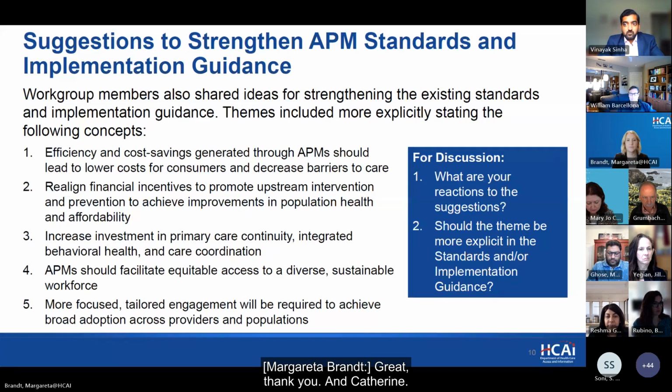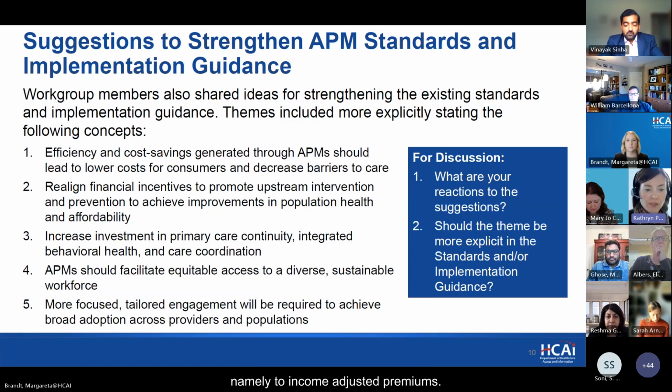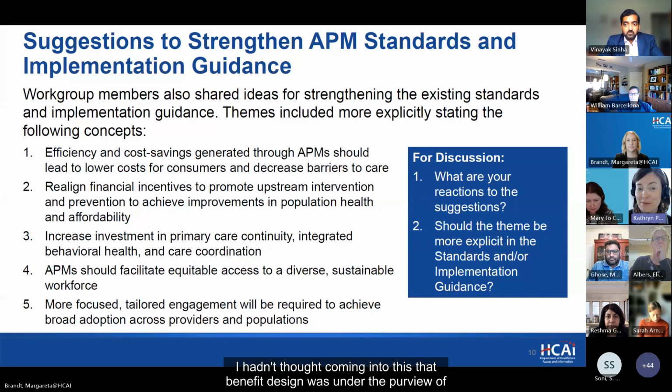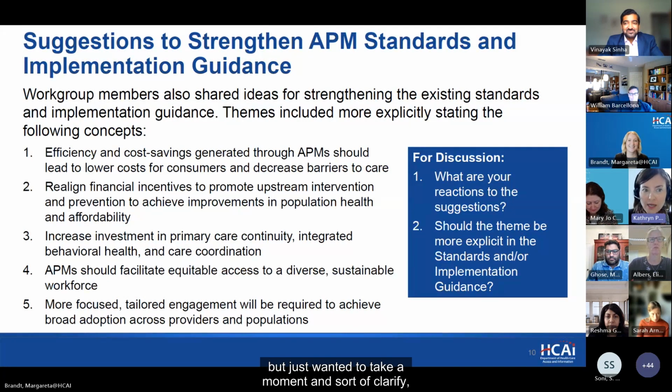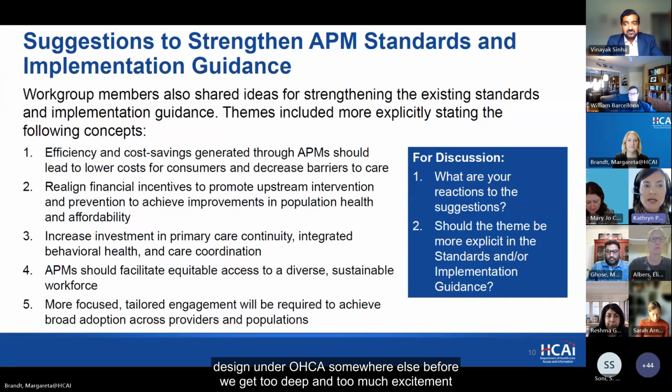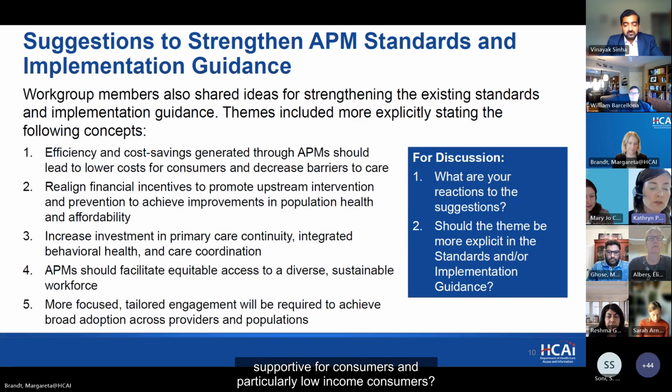Great, thank you. And Catherine. Sure, thanks, Margaretta. So really appreciate the conversation from Beth and Risha and others on equity in benefit design. There are many recommendations out there, namely to income adjust premiums. I hadn't thought coming into this that benefit design was under the purview of this work group. Very exciting if it is, but I just wanted to take a moment to clarify: are we talking about benefit design as a component of APM? Is benefit design under OHCA somewhere else? Before we get too deep and too much excitement going around how to think about structuring that in a way that's effective and supportive for consumers and particularly low-income consumers.